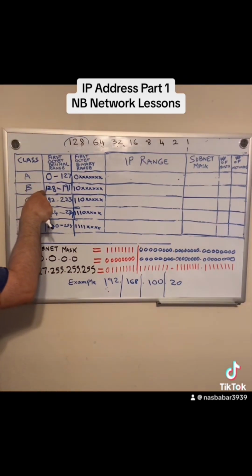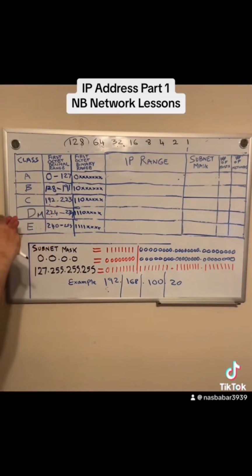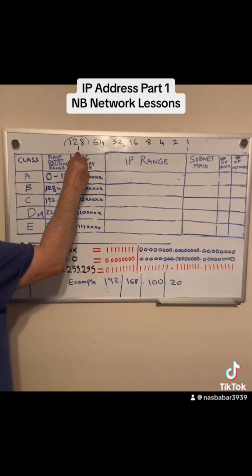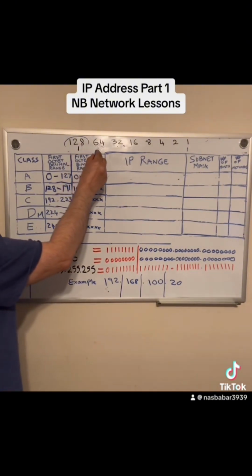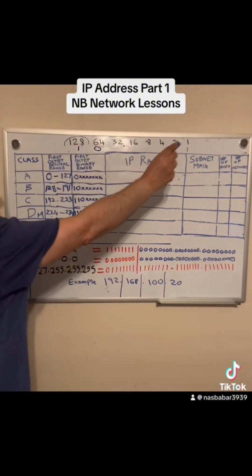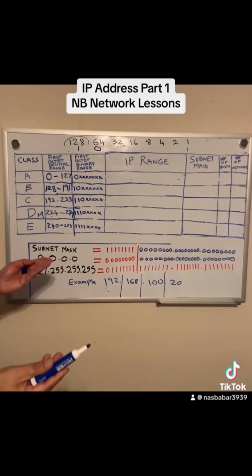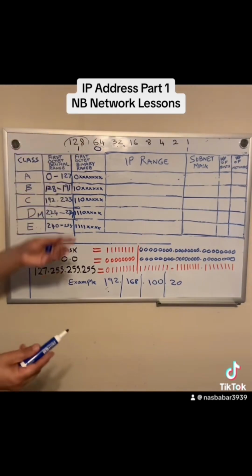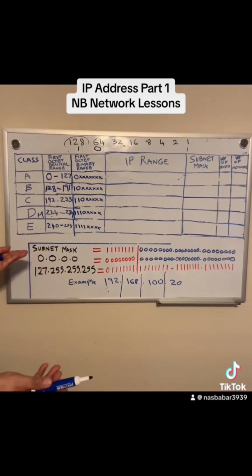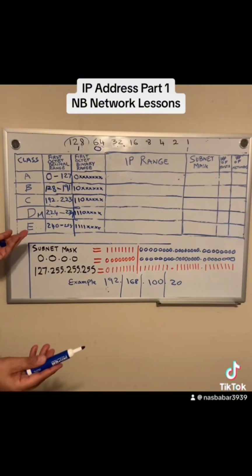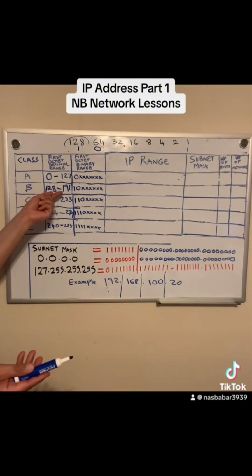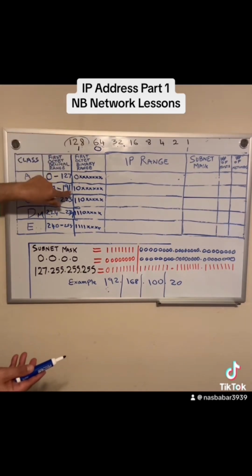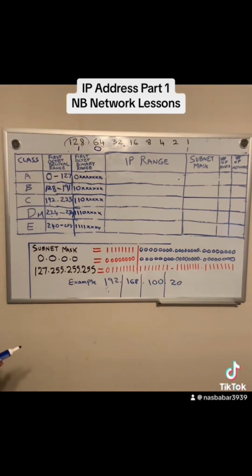Look at Class B. Class B ranges from 128 to 191. So the first bit always stays on, okay? And also the second bit always stays 0 and the rest can be anything. Why? For the same reason, if this bit is on, 128 plus 64 is 192, there's no way you're going to get a range between 128 and 191. So that's why the first two bits are always going to be 1 and 0 in a Class B.